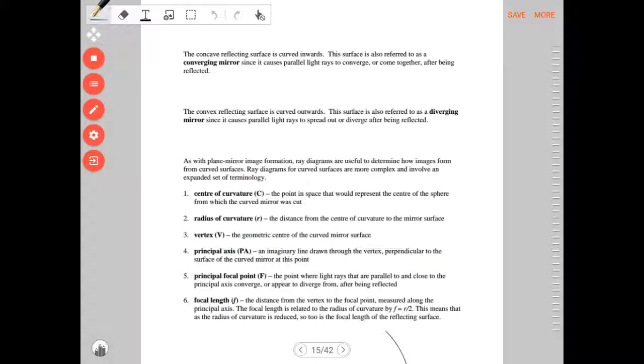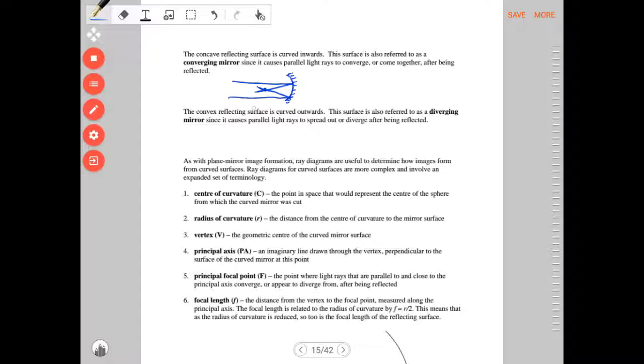Awesome. Okay, so a concave reflecting surface is curved inwards. So if we draw it this way, the little lines represent kind of the back side of the mirror. Okay, so that's what a concave mirror looks like. The surface is referred to as a converging mirror since it causes parallel light rays to converge or come together after being reflected. So the idea is if the reflecting light rays bounce, and they converge at a single point. We'll talk about that at length here in a minute.